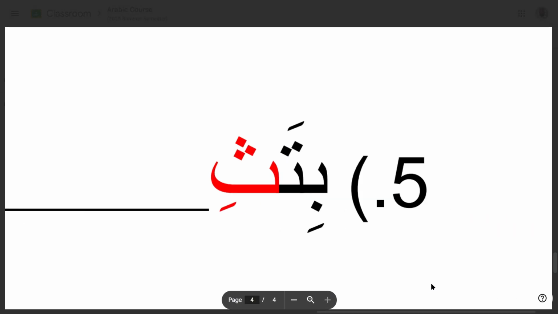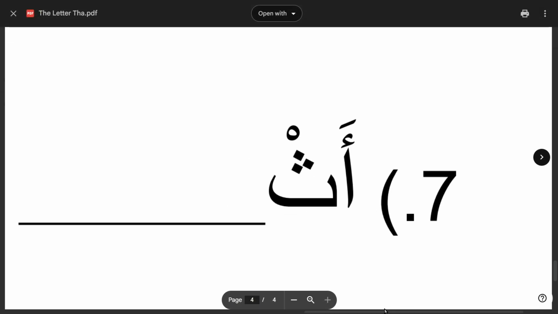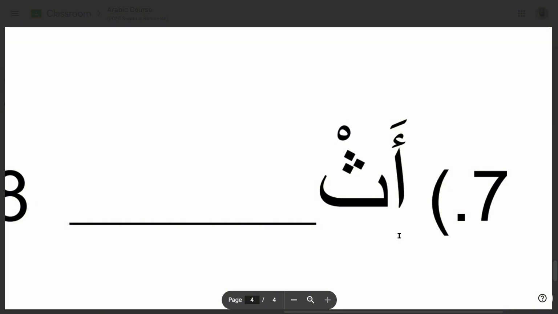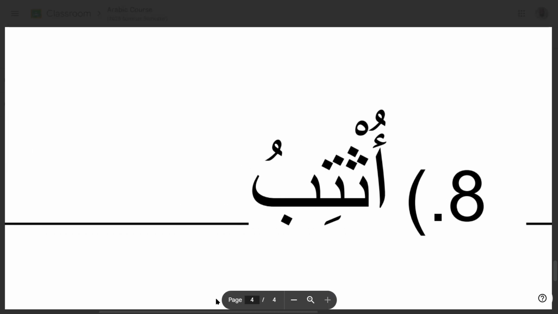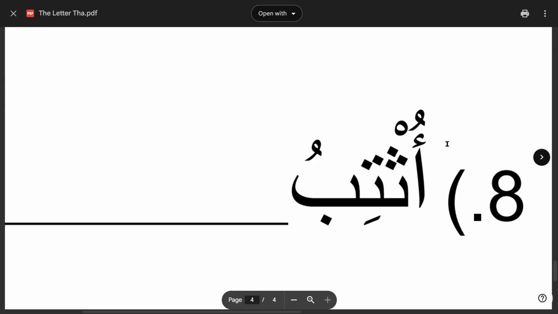Great, great, great. I think here comes the sukun. Ath. Perfect. Alif, fatha, Tha, sukun. It's going to be saying like A-T-H. Ath. For Spanish speakers, that's super difficult to say. Good job. Number 8.